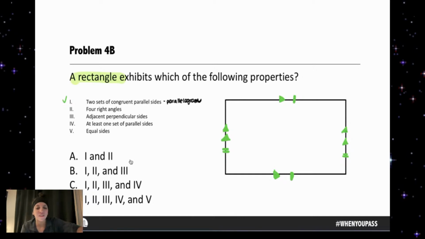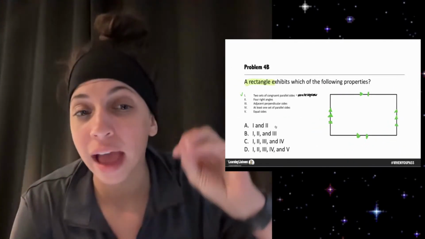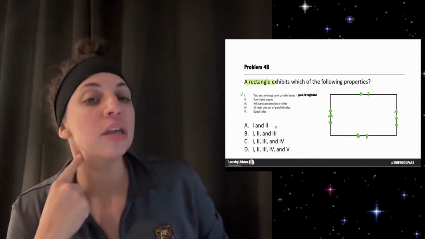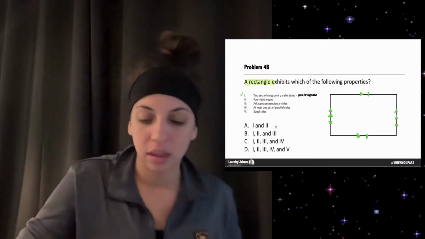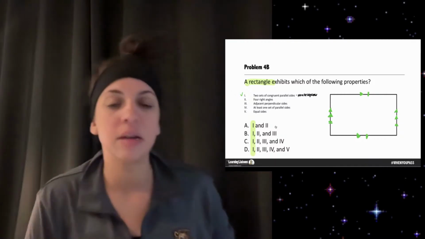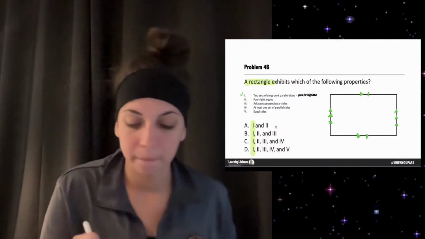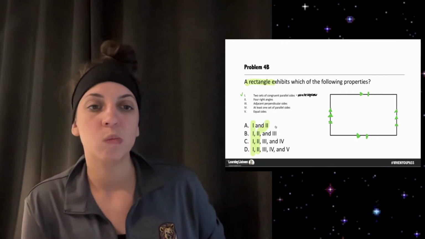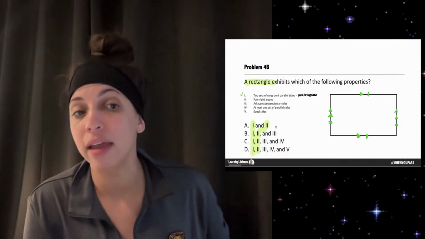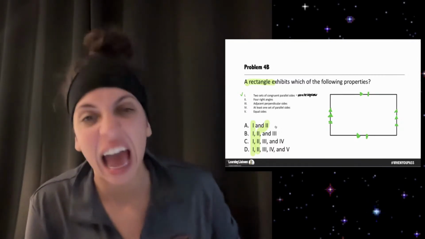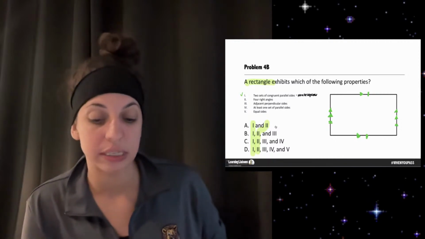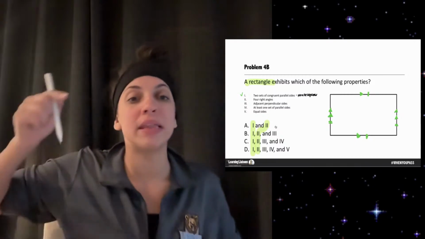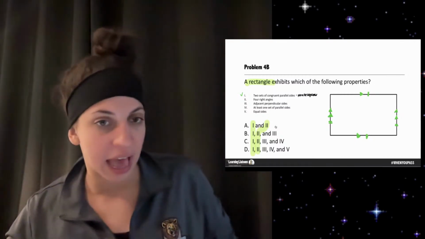But even if I wasn't sure about that one, use your answer choices to help you. When I look at my answer choices, every single one of them has number 1, and every single one of them has number 2. I don't need to decide if a rectangle has two sets of congruent parallel sides, because the answer choices told me that a rectangle does have that.